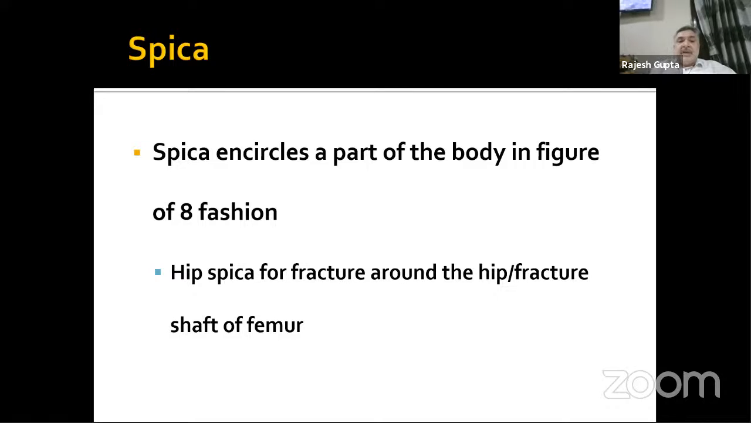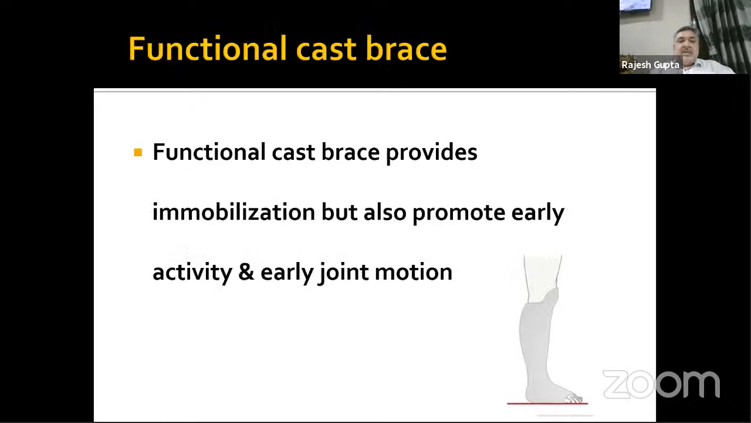What is spica? A spica encircles a part of the body in figure of 8 fashion. Here, an example is a hip spica for fracture around the hip and fracture of the shaft of the femur. What is a functional cast brace? We already had a talk on this.